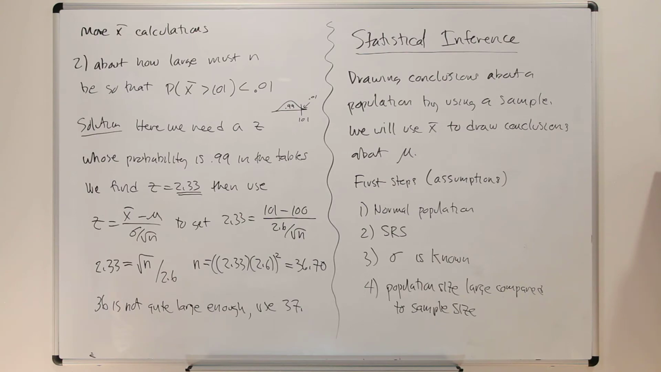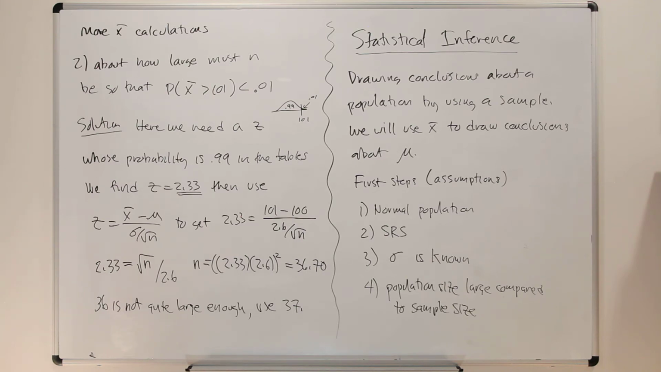So 36 is not quite big enough, but 37 will just make the probability slightly less than 0.01. We want it to be less than 0.01, not greater than 0.01, so we always use the next larger whole number if we're trying to achieve a goal of making a probability, a tail probability, small. When we solve for n, if we get a fraction there, like 36.1, we'd also use 37 as the sample size. Okay, so that's our warm-up calculations for x bar.